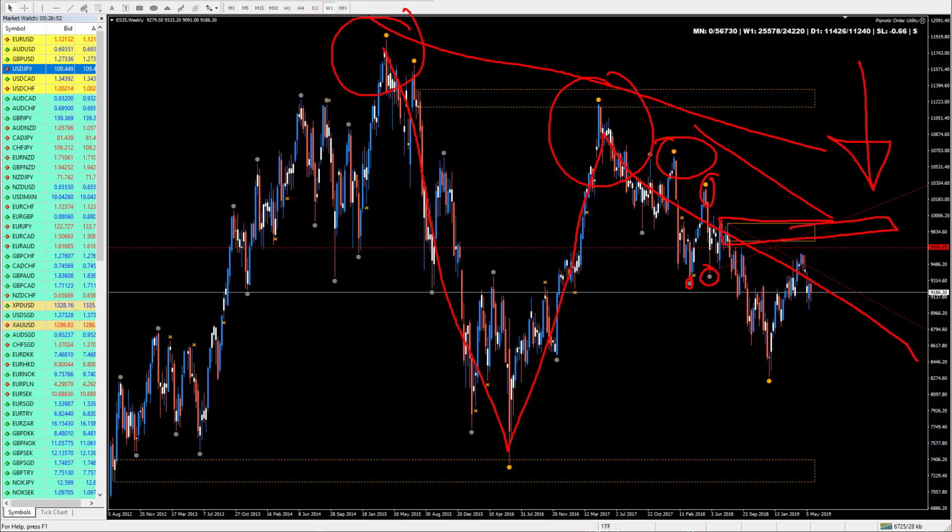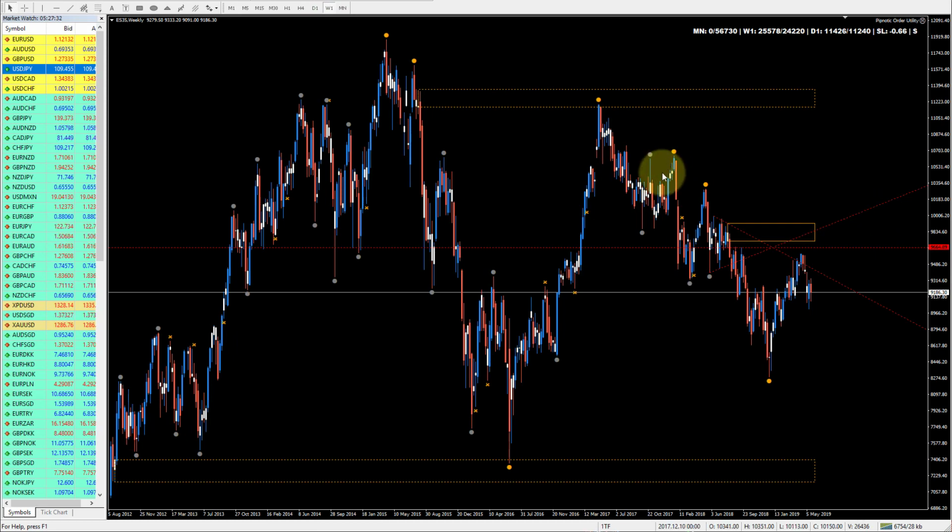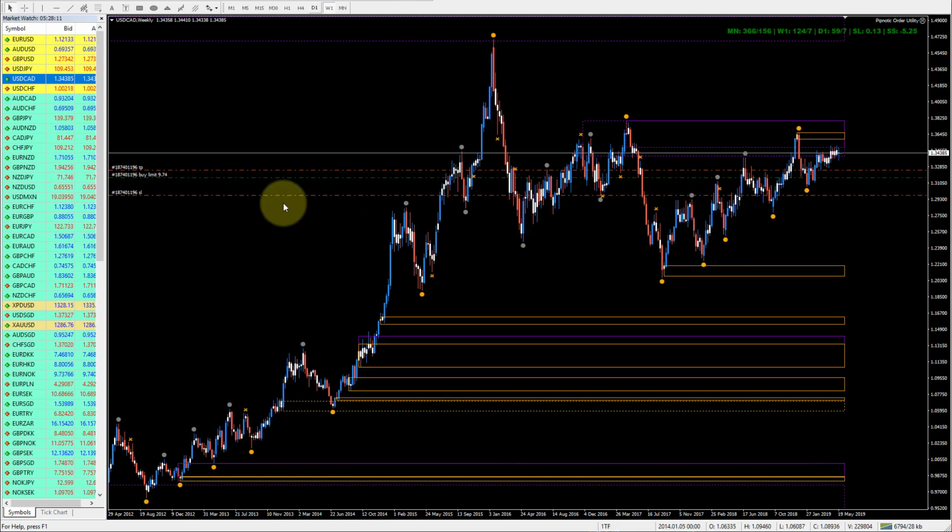So just pay attention to this stuff on the big time frames. The big time frames are your friend. This is where the major flows are visible. You're not seeing this stuff in the small time frames.